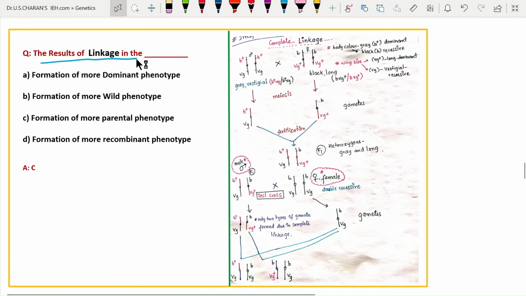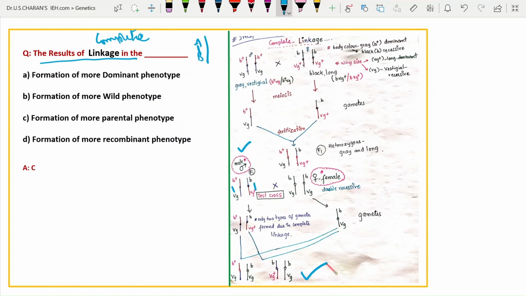The result of linkage. What is the result of linkage? That means complete linkage. What is the result of complete linkage? Complete linkage means the genes or alleles located on one chromosome are completely linked. If they are completely linked, they do not get involved in crossing over, they do not form new genetic recombinations. We do not expect new genotypes in the next generation. They can form only parental organisms. In the example we already discussed, in the male Drosophila, these genes are linked, so they formed only parental progeny. That is the direct answer.